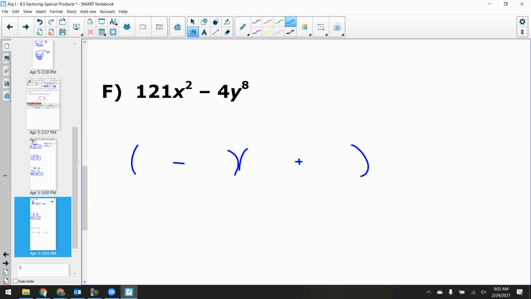And now I can square root everything. Square root of 121 is 11. Square root of x squared is just x. Square root of 4 is 2. Square root of y to the 8th is y to the 4th. There's my answer.